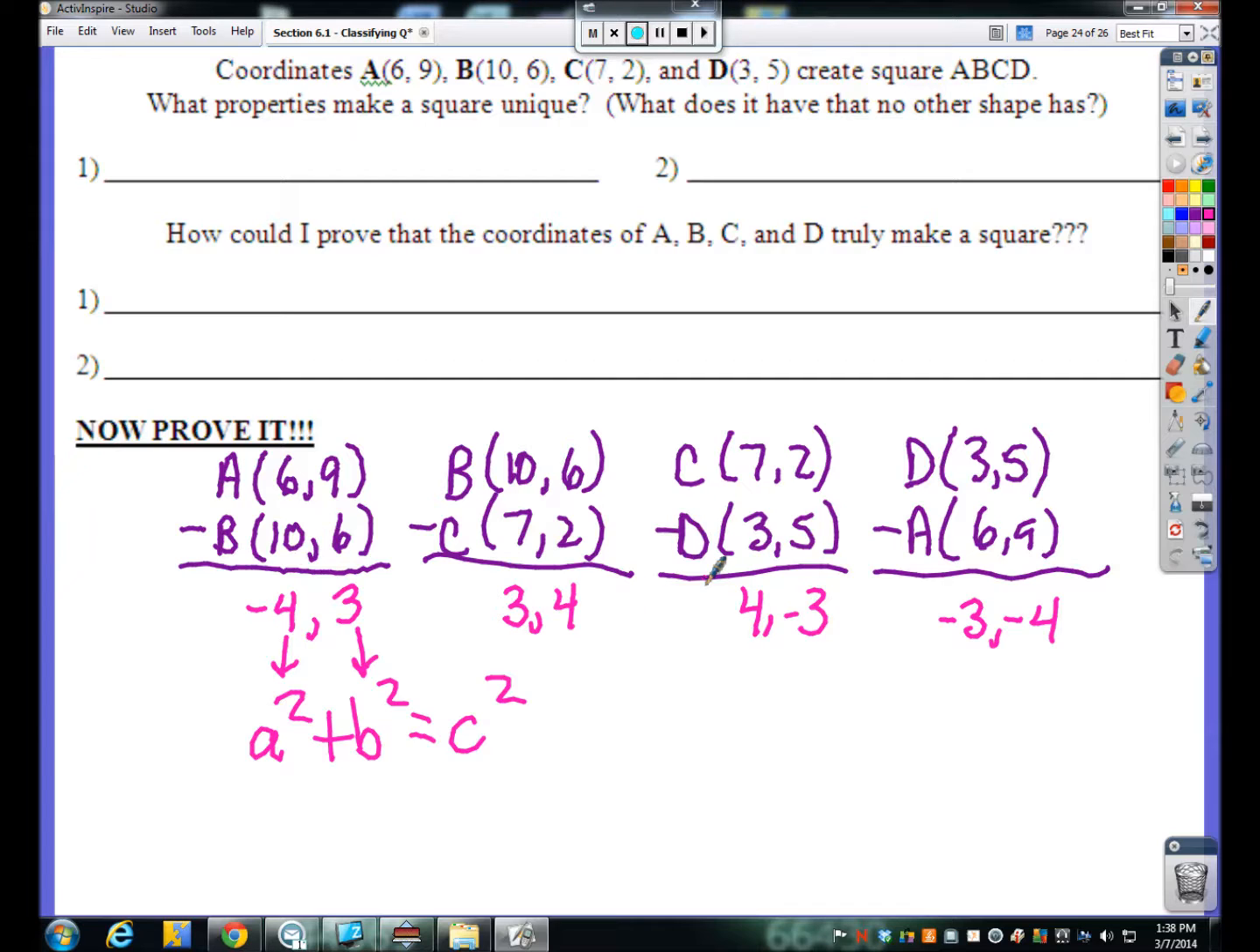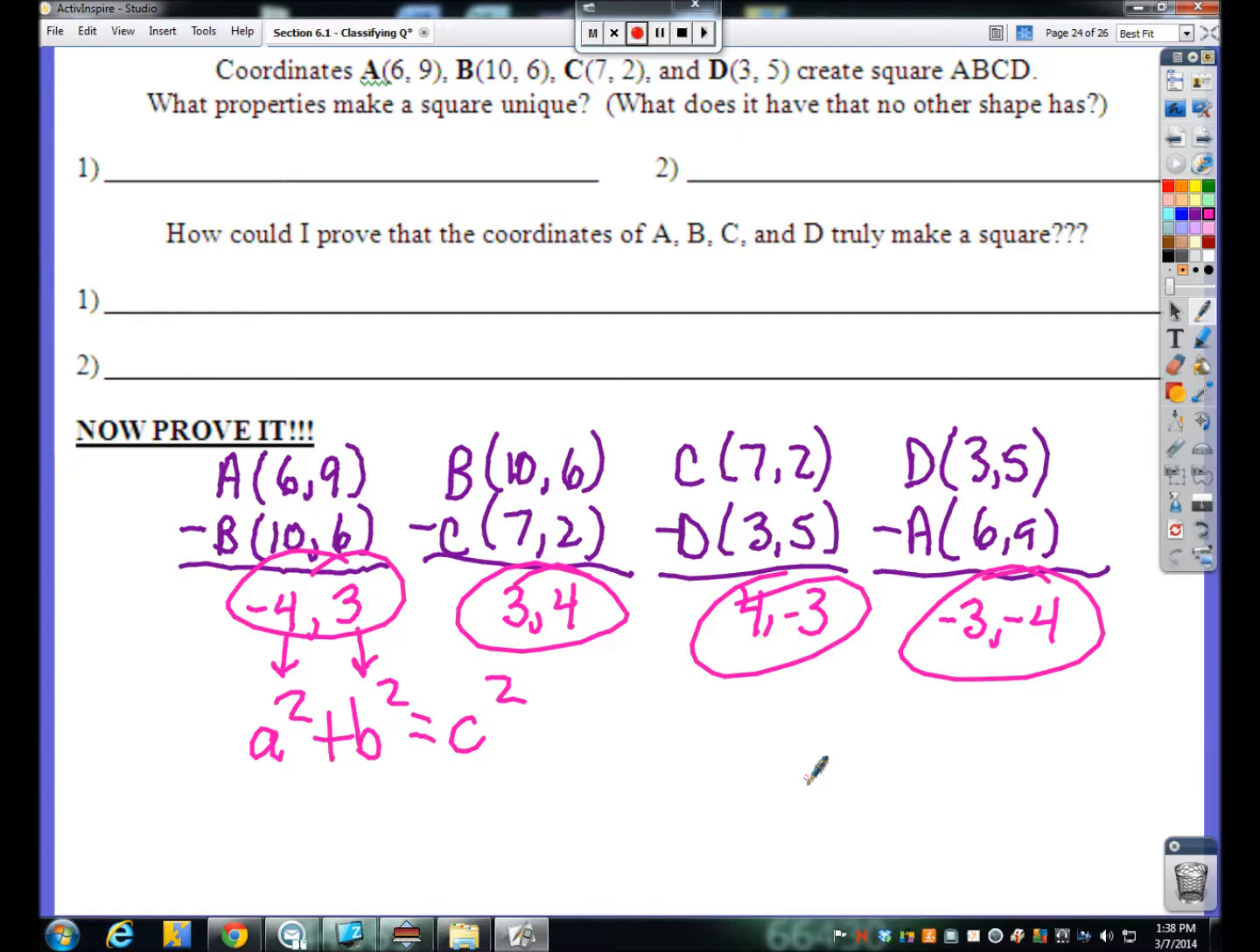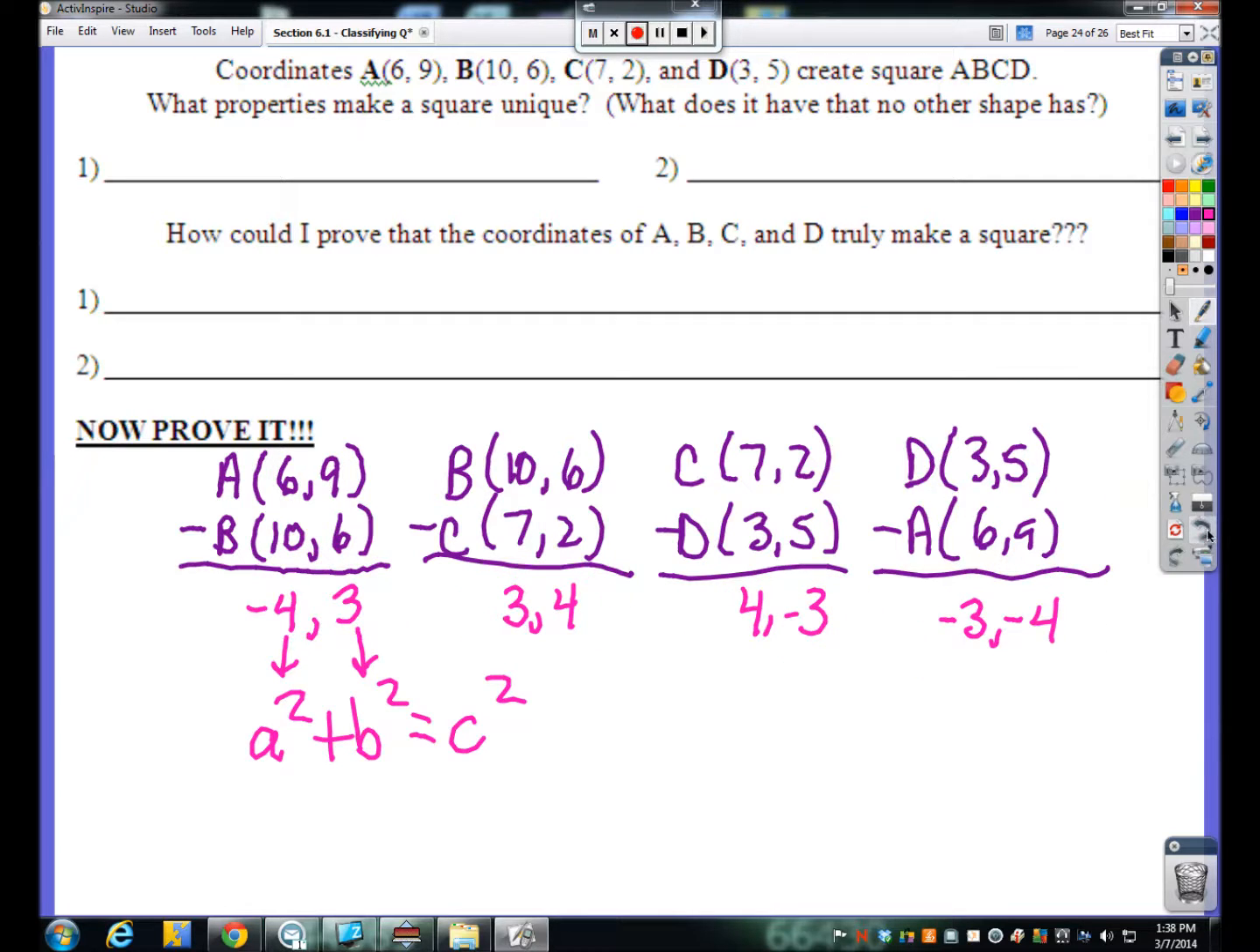I wouldn't chop them off right now because the negatives will matter with the slopes. Okay, but just keep in mind, whenever you square this negative 4, you're really going to get a positive 16 out of it. Well, if you notice, the negatives really don't matter in terms of the Pythagorean theorem. Notice all four sets of these have 3's and 4's.